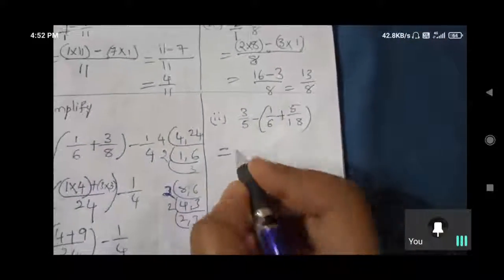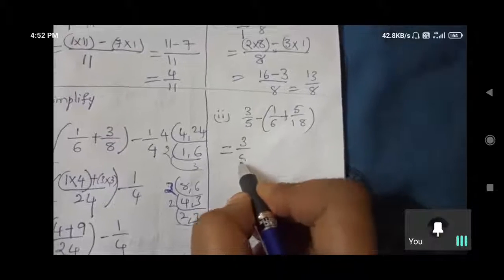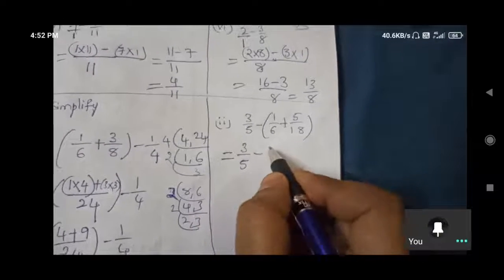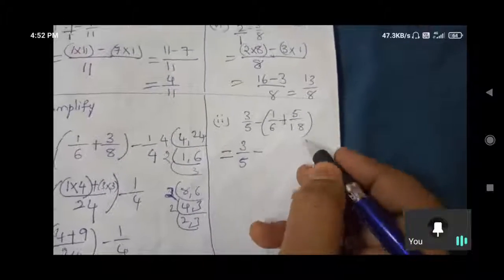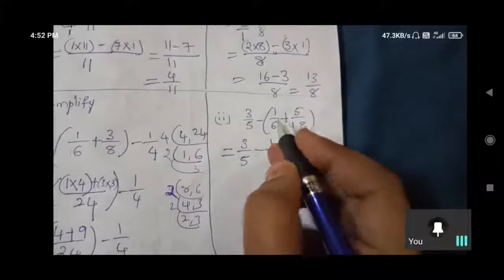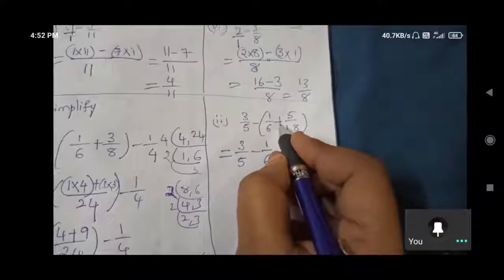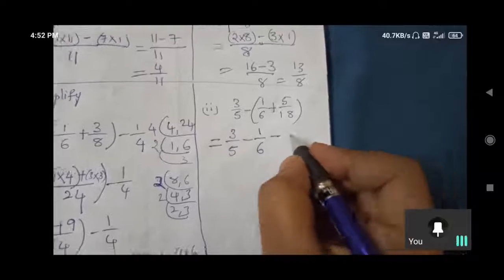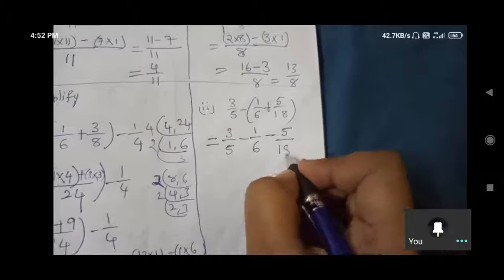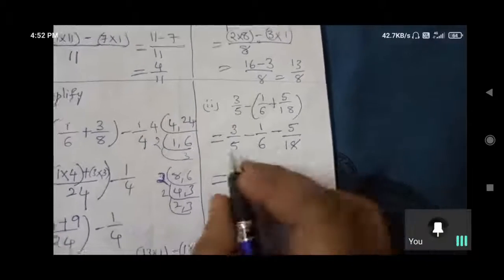You can also do the whole thing at once. 3 by 5, so minus, I want to remove this bracket. So minus 1 by 6, minus into plus, minus into plus minus. You know this? Yes, I will tell that also now.